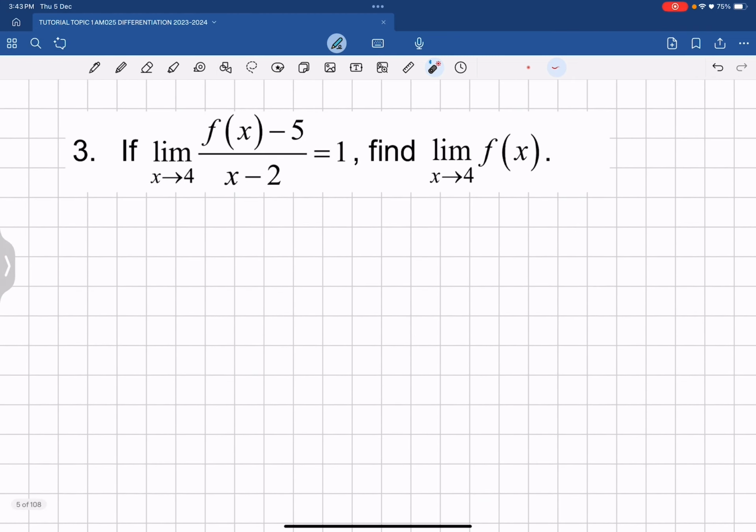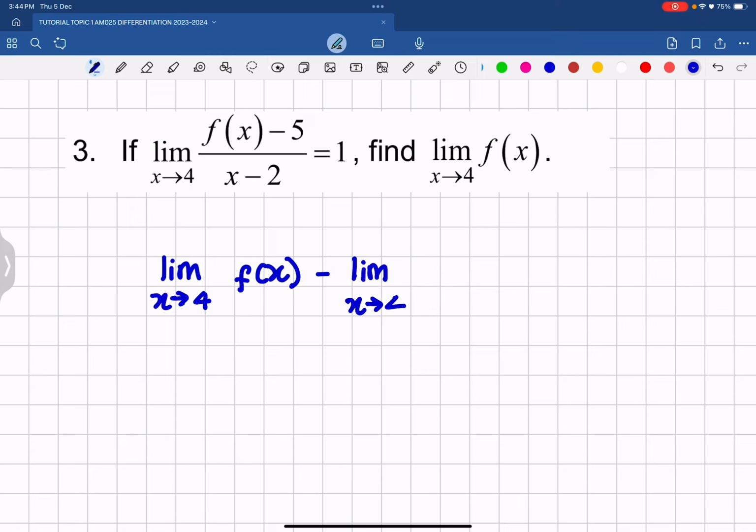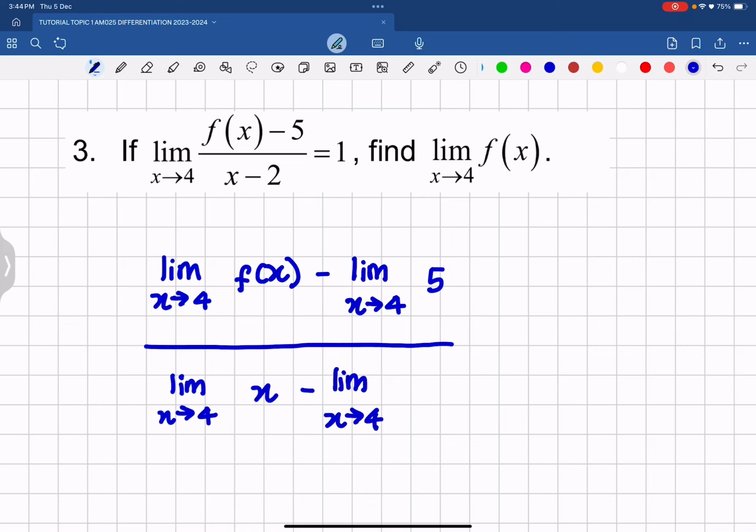So using the 7 properties of limits, we may write down the limit as x approaches 4 of f(x) minus the limit as x approaches 4 of 5, divided by the limit as x approaches 4 of x minus the limit as x approaches 4 of 2, which equals 1.